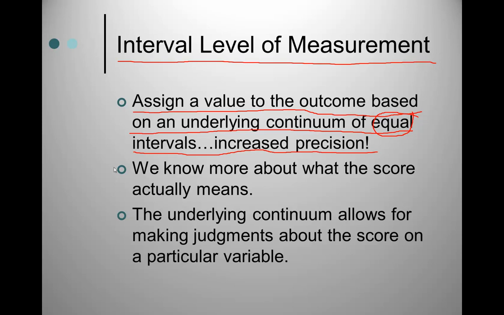Now, by doing that, we can know more about what the score actually means than maybe normally we would. Now, the underlying continuum or the underlying rationale allows for making judgments about the score on a particular variable. Now, what in the world does all that mean? Well, basically, interval level measurement sort of takes away the order of things.